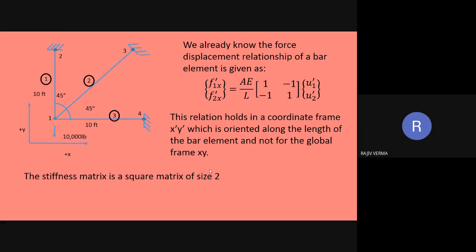The stiffness matrix obviously is of size 2 by 2 because there are two unknowns, and what we want is a similar relationship between the various degrees of freedom and the forces acting on the nodes, but this relationship is required to be found in a global coordinate system.